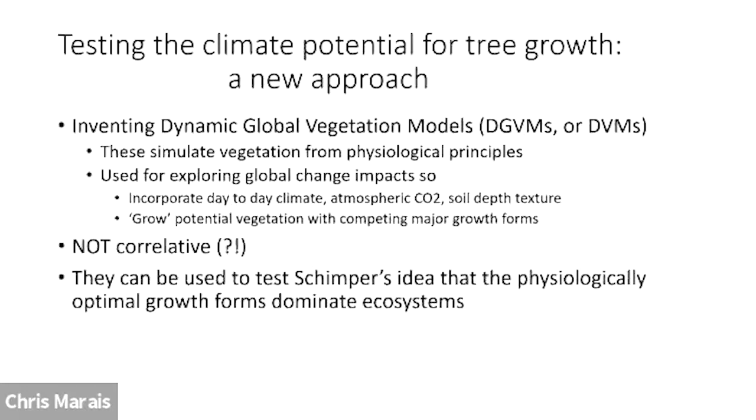The trouble with these experiments is that you need to run them for at least 30 years. That's a long time. And they're just little pinpricks at a continental scale. What we'd really need to do to see which is climate and which is something else is to have some way of predicting what the climate potential for tree growth could be. And in the 1990s, a new methodology emerged. These are called dynamic global vegetation models, DGVMs, or if they're not global, just dynamic vegetation models.